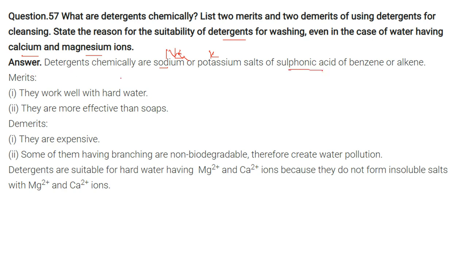The merits are they work very well with hard water and they are more effective than soaps. But the demerits are they are more expensive than soap, and some of them have branching which is non-biodegradable, which is responsible for water pollution. Detergents are suitable for hard water which has Mg2+ and Ca2+ ions. Why? Because they do not form insoluble salts with magnesium and calcium ions.